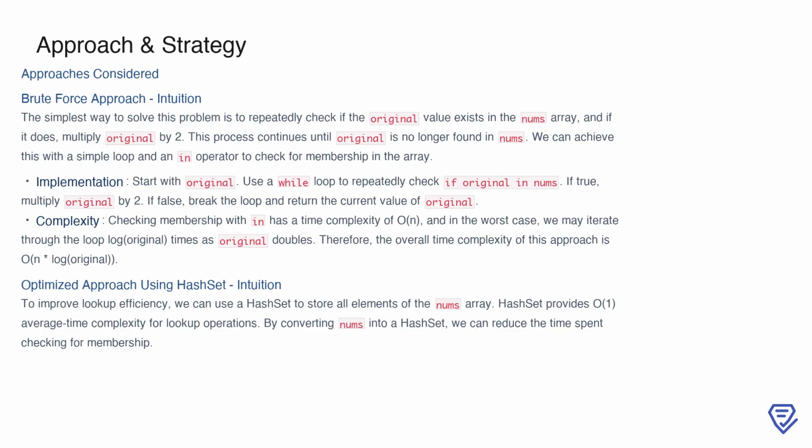While this approach is simple to understand, it has some inefficiencies. Checking if original exists in the array takes O(n) time, and since original doubles with each iteration, the loop runs approximately log original times. This means the overall time complexity becomes O(n * log original), which can be slow for larger inputs. To address this inefficiency, we can consider an optimized approach using a hash set.